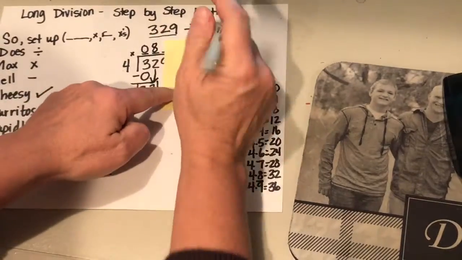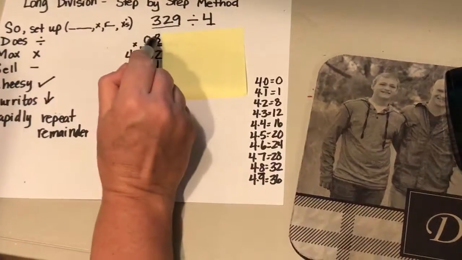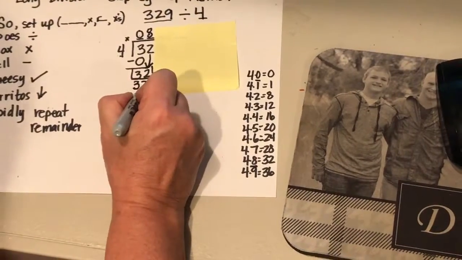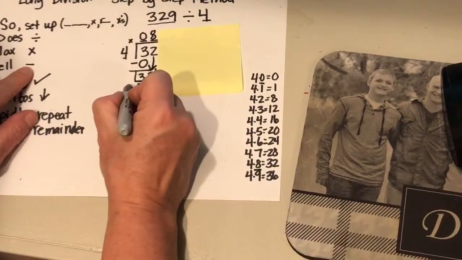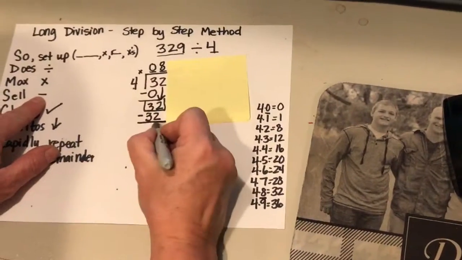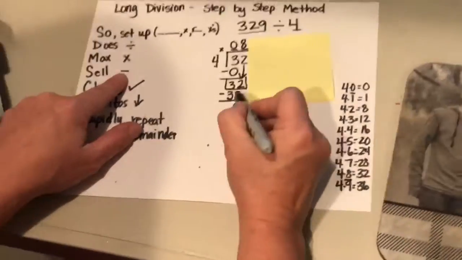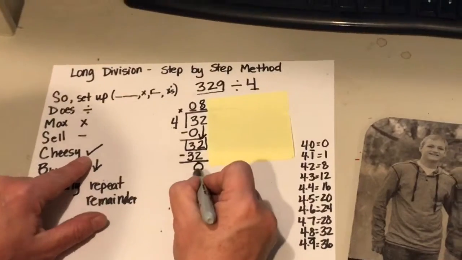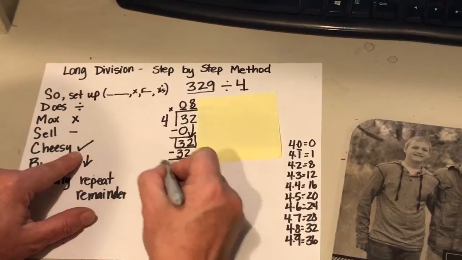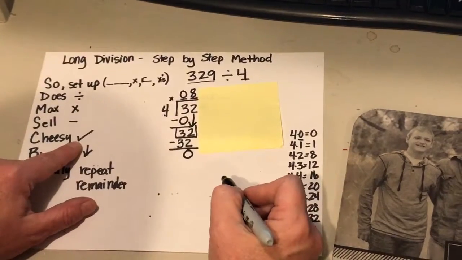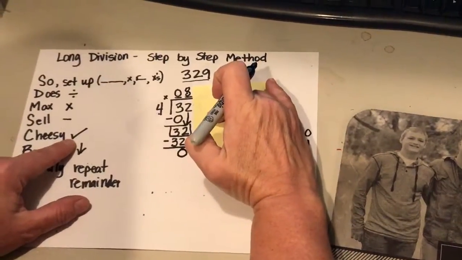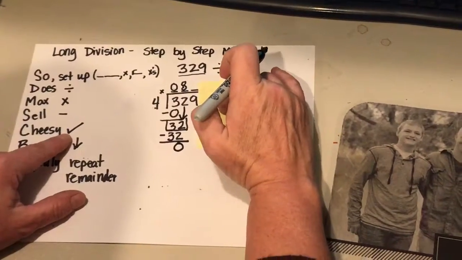Then we do the next step, which is multiply. 8 times 4 is 32. Our next step is subtract. So we subtract 32 minus 32. That is 0. And then we're going to check. Is this answer smaller than 4? Is 0 smaller than 4? Yes. That means we're on the right track. If we're done, we'll see if we have any more digits. Nope, we've got one more digit.